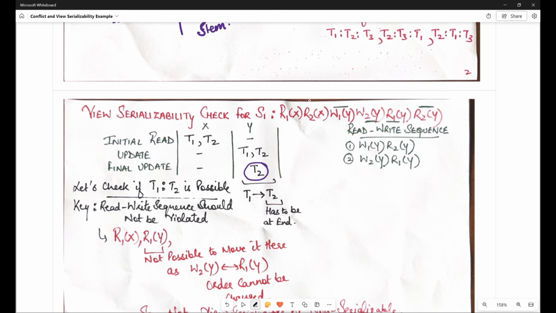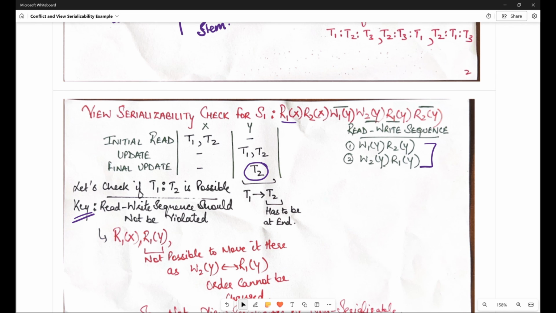So let's try that if T1 and then T2 is a possible serializable order that we can obtain. Now what we'll do over here, again we'll try to move the operations, all the T1 operations to the front and then all the T2 operations to the back. But another important thing that we need to take care of is the read write sequence should not be violated for these conflict pairs. Only these conflict pairs we need to take care of. Okay, so let's start with moving the operations.